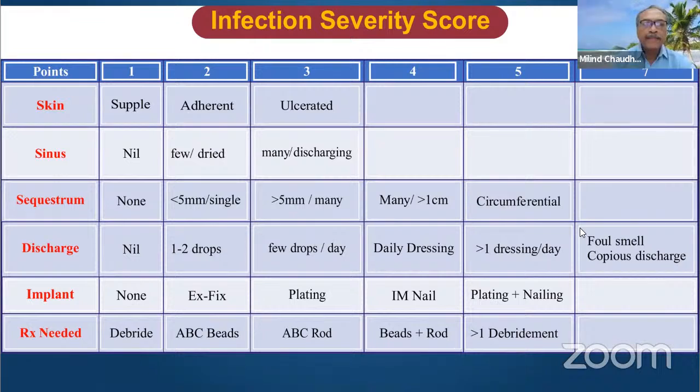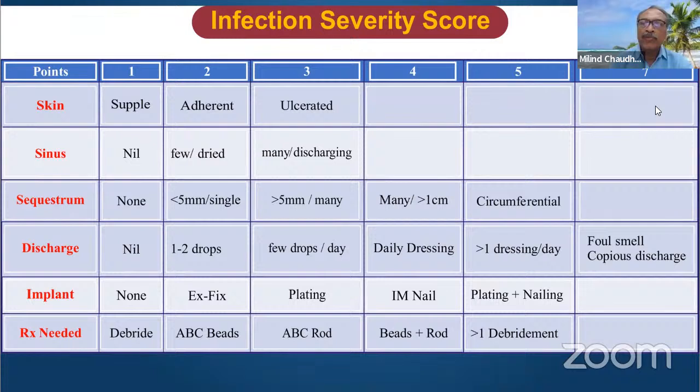And if there is a copious discharge with more than one dressing needed per day, and there's a foul smell, you can give him 7 points. And if the patient has a plating as well as a nailing, he gets 5 points. And if the treatment needed is more than you anticipate, more than one debridement, he's going to get 5 points. So this adds up to 25.